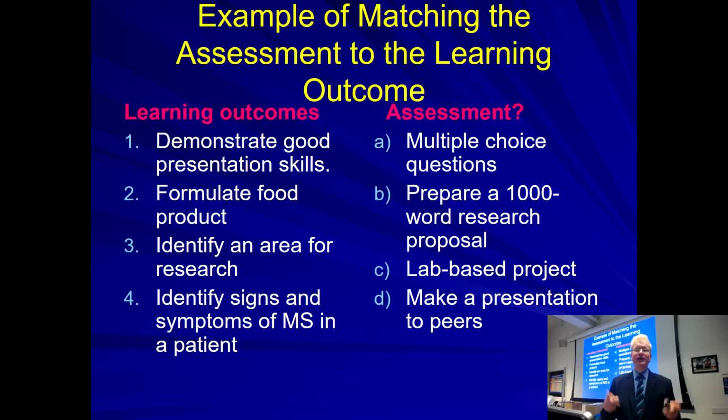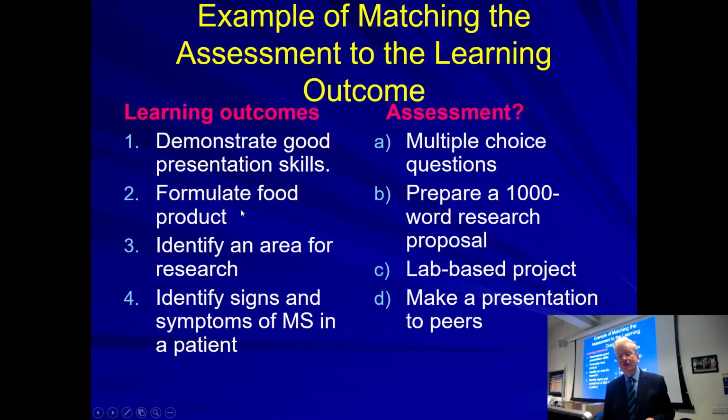Now, coming back to the question I posed at the beginning of this talk, how do we link the learning outcomes to the assessment? Well, as you may recall earlier on, I said if one of your learning outcomes is to demonstrate good presentation skills, then the only way is to ask them to make a presentation to their peers. And this is a very powerful way, I find, in my own teaching, when you give them projects, that the students have to explain the project, their results, their findings, their methodology, and so on, to their peers.